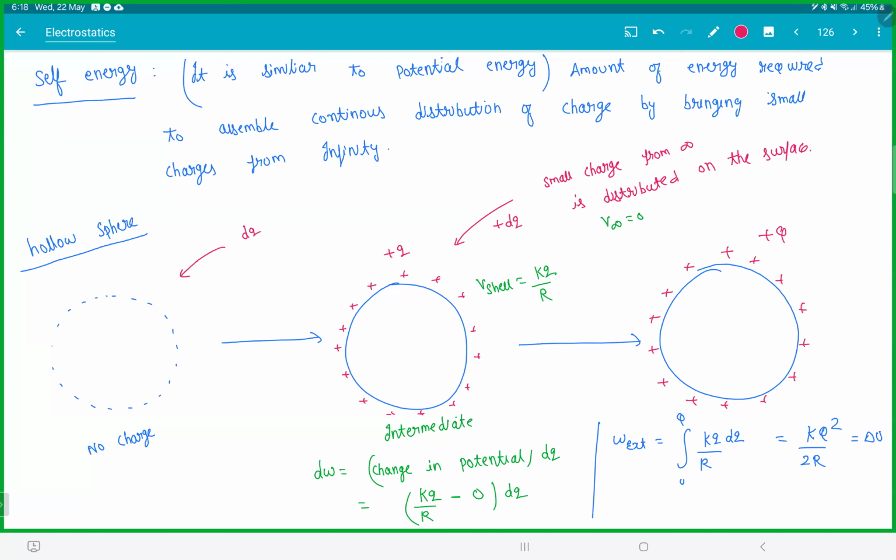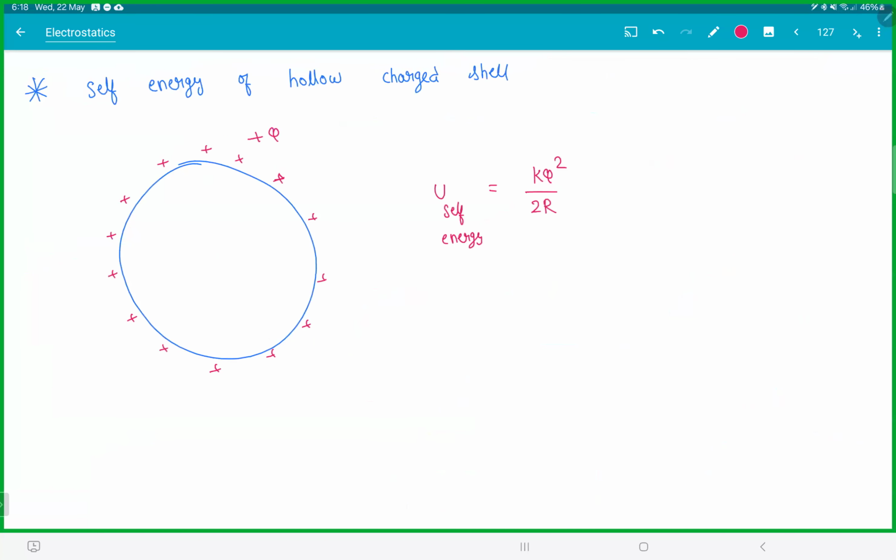All clear with what we did? So as you put more and more charge, the repulsion becomes more and more. So it actually becomes more and more difficult to make a sphere. That means if you construct a sphere of Q and a sphere of 2Q, the 2Q sphere will require 4 times more energy. Q square function.